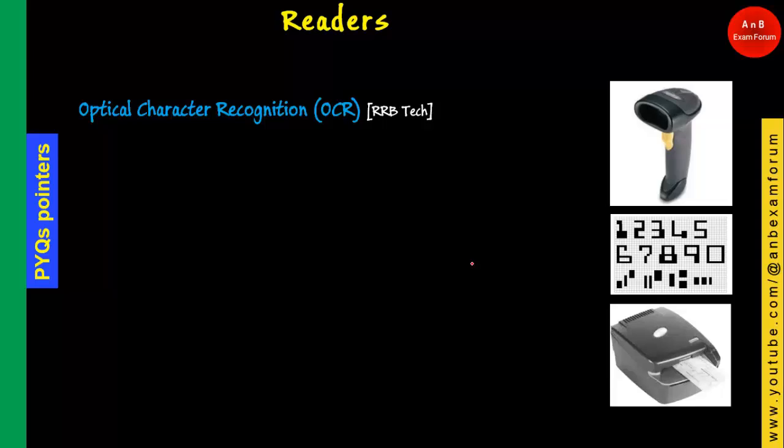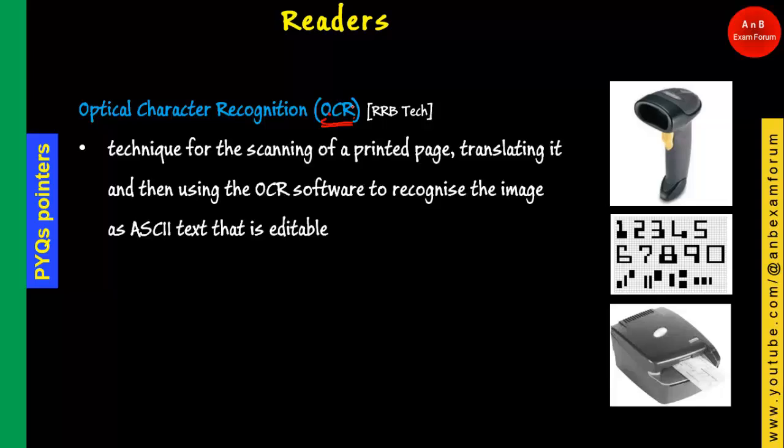The next reader is the optical character reader, OCR. If he asks what is the full form of OCR, it is optical character recognition. As you know, these are used for scanning the printed page and translating it into text. Basically, there will be one page, and with the help of some OCR software it is used to recognize the text in that particular page. That is called optical character recognition.